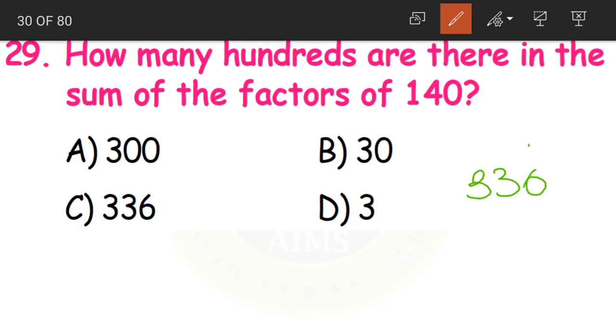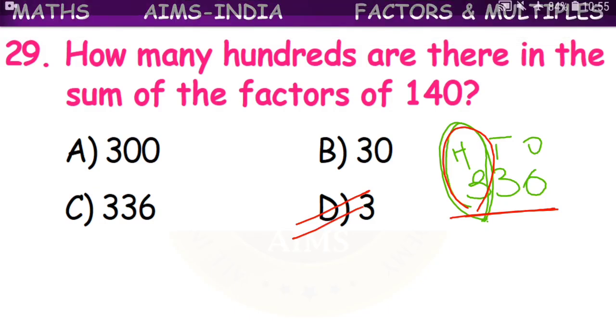How many hundreds are there in sum of the factors of 140? If you look at the place values, in hundreds place we are having 3. So how many hundreds are there in the sum? There are 3 hundreds. So option D becomes our correct answer.